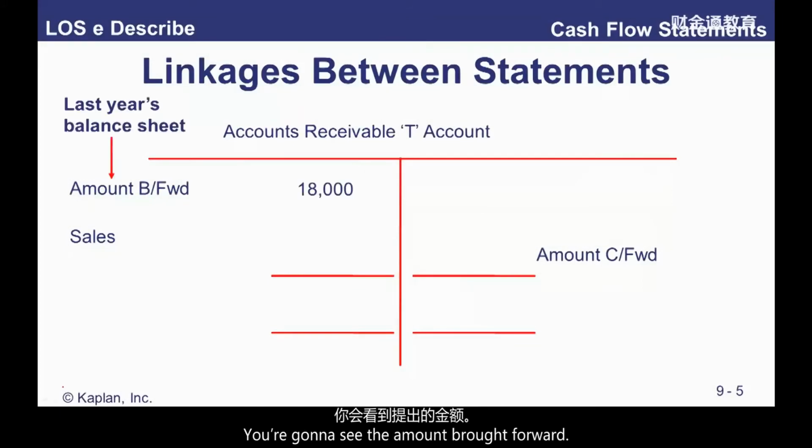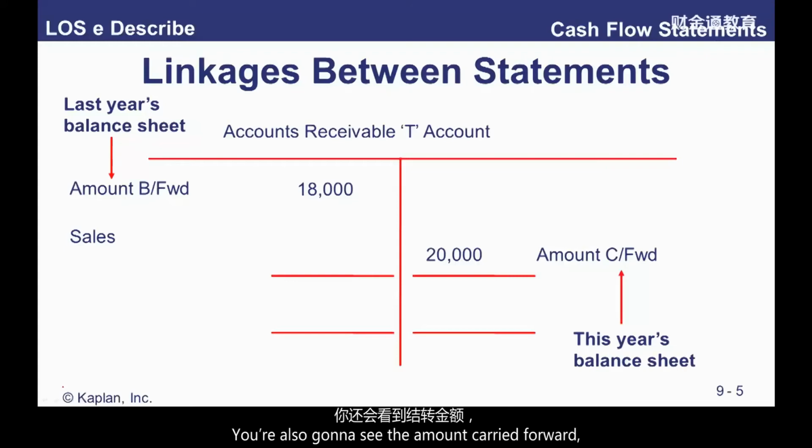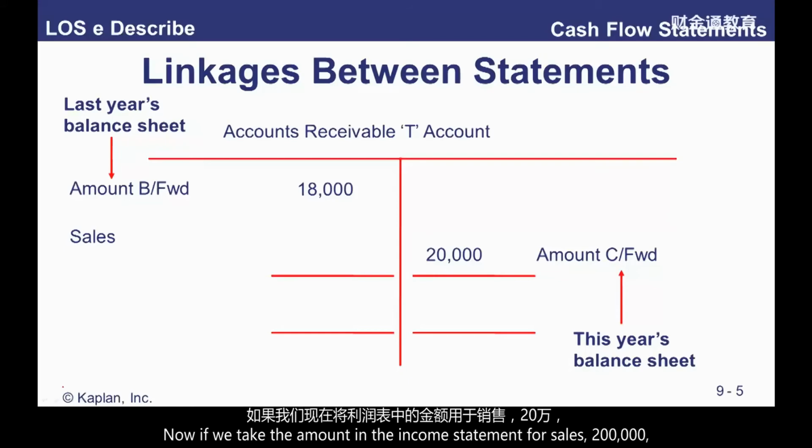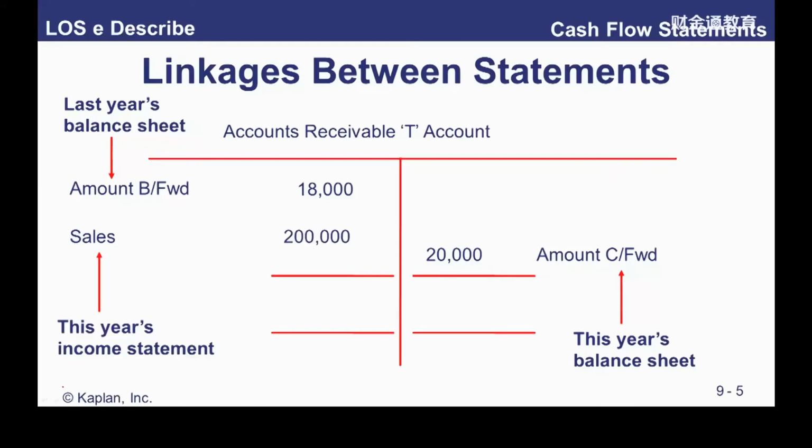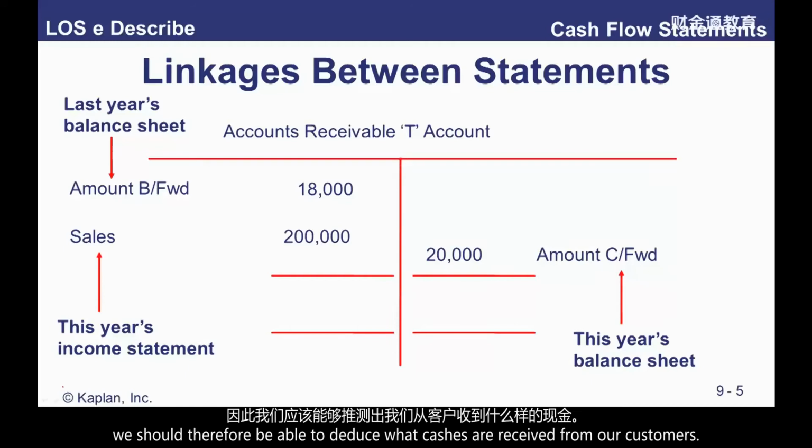What are you going to see? You're going to see the amount brought forward. This is simply last year's balance sheet figure. And there it is, 18,000. We're also going to see the amount carried forward, the amount appearing in this year's balance sheet, 20,000. Now, if we take the amount in the income statement for sales, 200,000, we should therefore be able to deduce what cash was received from our customers.